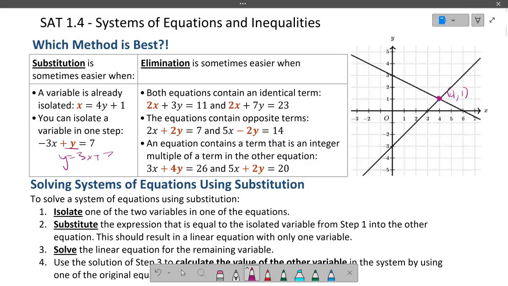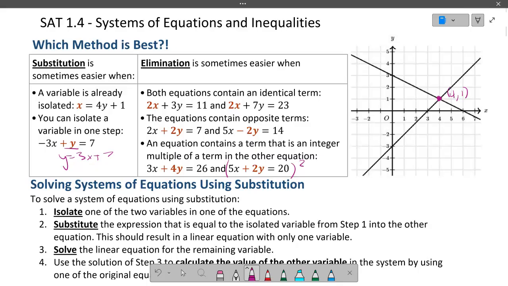Or if one equation has a term that's a multiple of the other. So 2y and 4y are not the same, but if I multiply this equation by 2, well, then now these are the same, and I can subtract the equations to eliminate the variable. Okay, so looking at the structure to see which one is easier.